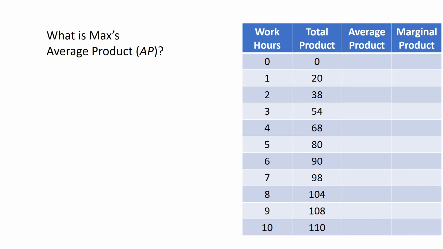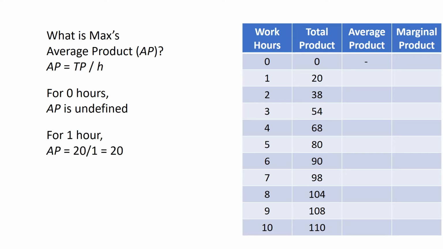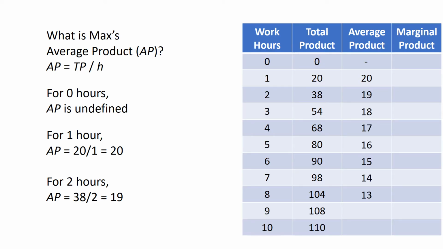What is Max's average product? It's just the total product divided by the number of hours worked. For 0 hours, you can't divide by 0, so the average product is undefined. For 1 work hour, average product is 20 divided by 1, or 20. For 2 work hours, it's the total product of 38 divided by 2, or 19, and so on up through 10 work hours.